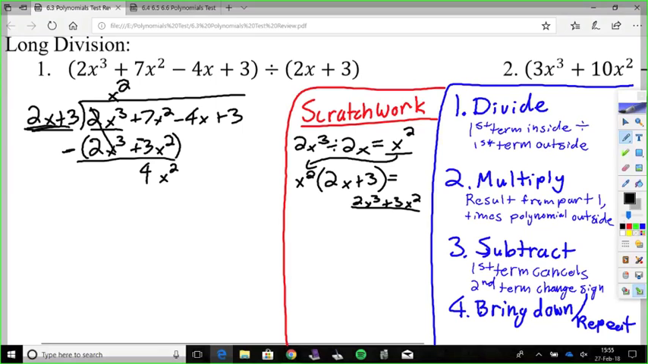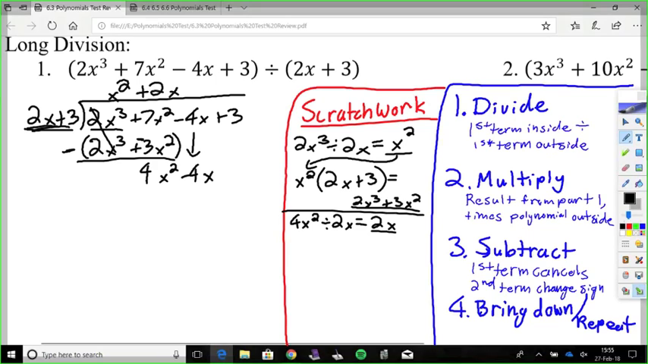Alright, step 4 is bring down the next term, which is the minus 4x, and then repeat this process. Start from the very beginning again with division. Divide the first term on the inside, which is now the 4x squared, by the first term on the outside, which is still 2x. When you do that, you'll get 2x as the result, and you're going to put that 2x up on top, just where we put the x squared previously.